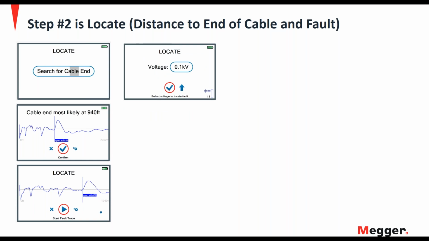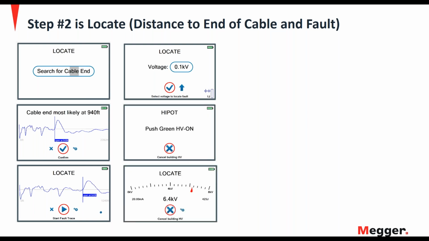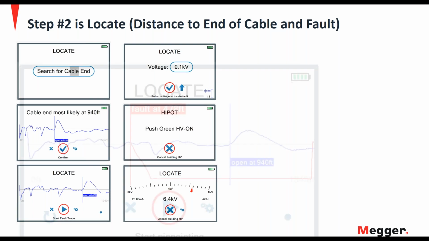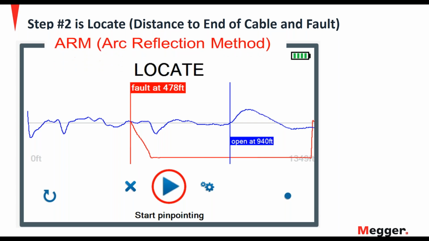So if it broke down at, say, 8 kV, we might want to do an arc reflection shot at 10 kV. It's going to ask us to go hot, and it's going to charge up to whatever voltage level we chose and release a single shot of voltage. And this is where we wind up. So now we have 2 distances: a distance to the far end of the cable, and our fault distance. This is referred to as the arc reflection method.